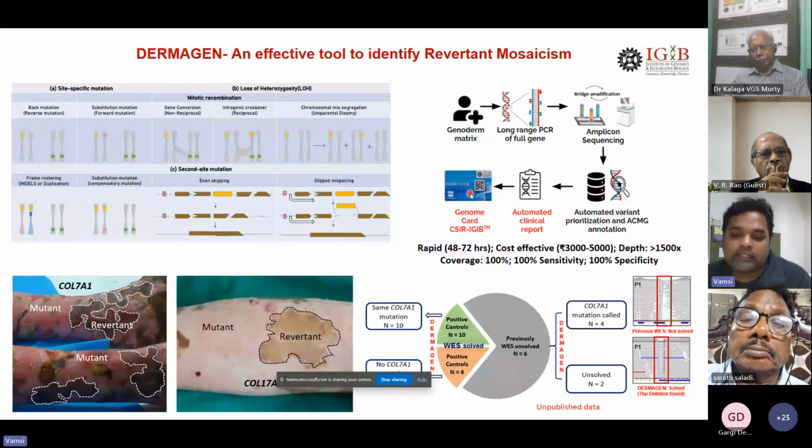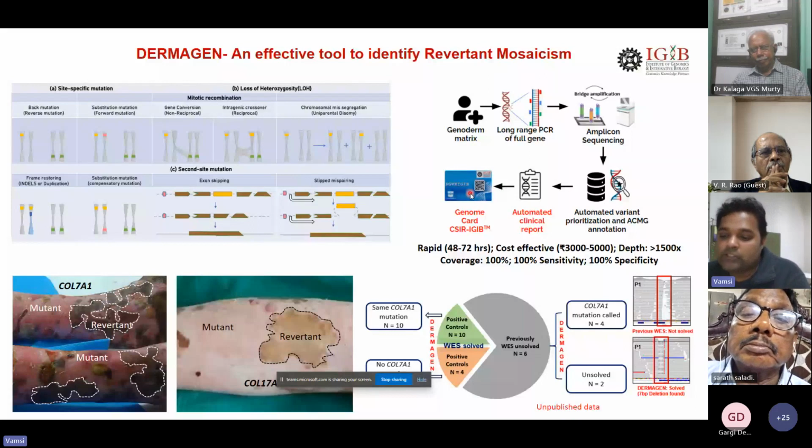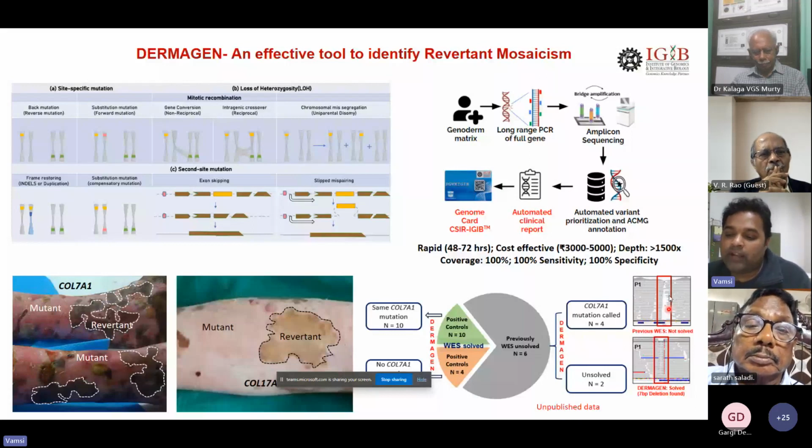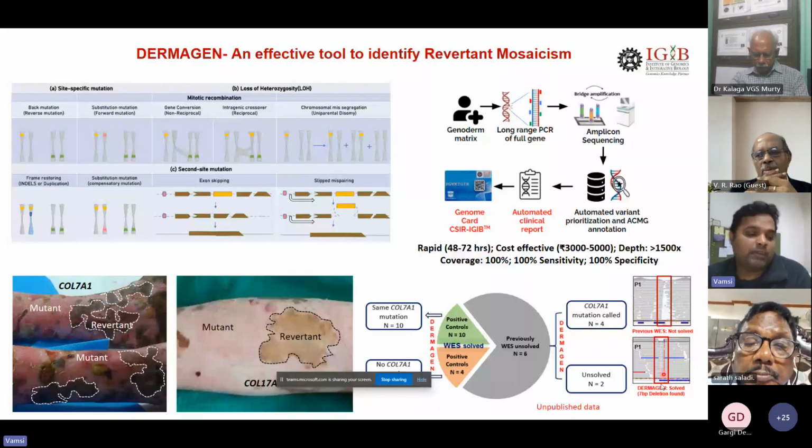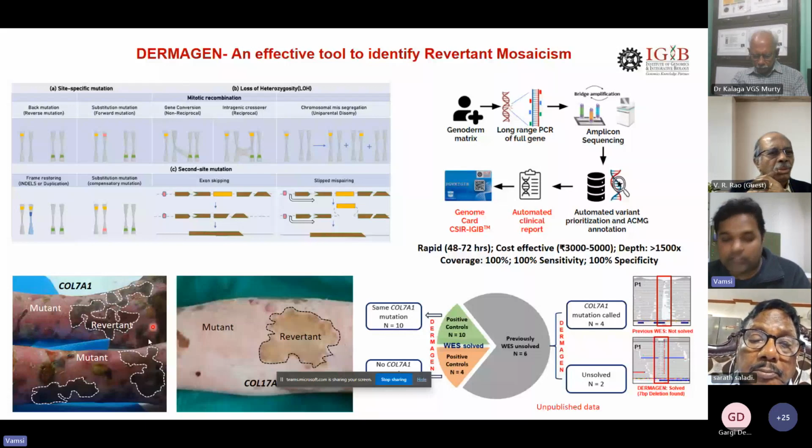So for collagen 7, we have developed this, and previously unsolved cases also, because of the lack of coverage between the exon intron boundaries, we could identify large deletions like 7 base pair deletions from these patches. These are my patients in which we could identify those revertant patches.